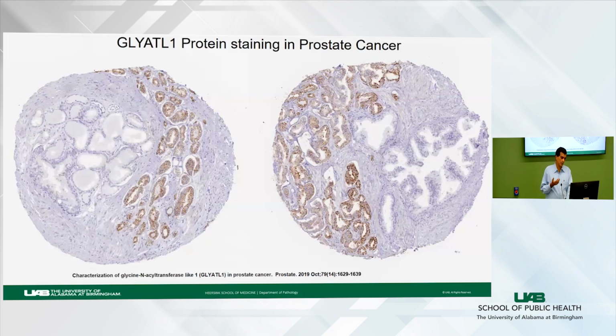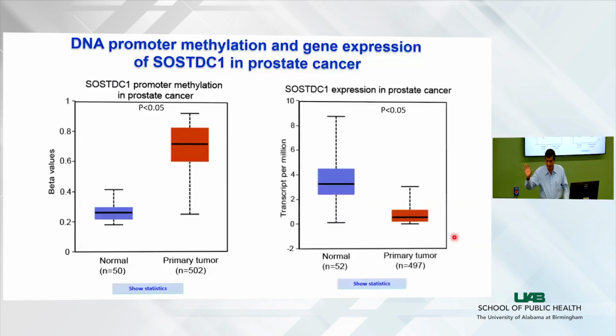And I mentioned promoter methylation. I mentioned that many of the genes that are silenced are hypermethylated in the promoter region. For example, here is the gene SOS-TDC1. Its promoter is hypermethylated here, and you look at the gene expression, it's downregulated. This you can go back into the lab and then validate. Yeah, indeed, this gene is downregulated in prostate cancer in this case.